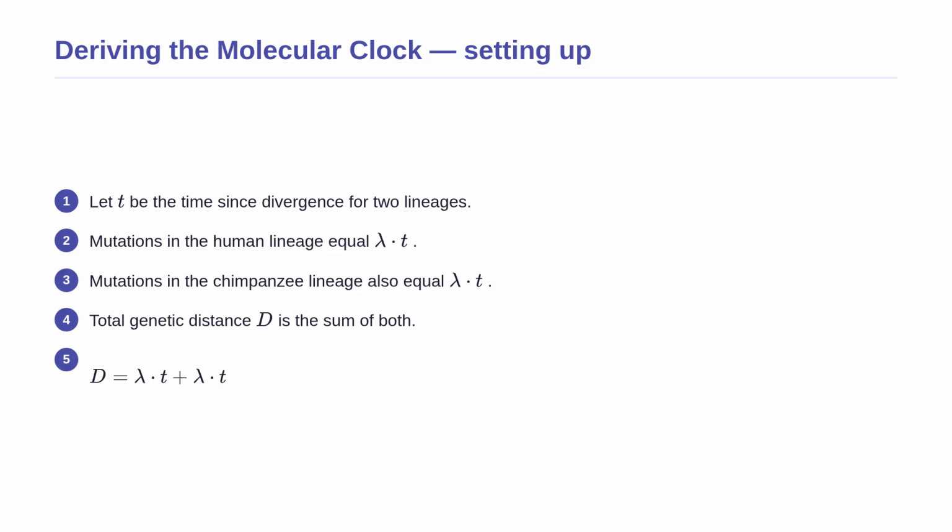Now that we have used this formula, let us understand where it comes from by deriving it. This first chunk of the proof sets up the relationship between time and genetic distance. Let t be the unknown time since the human and chimpanzee lineages split. Because mutations happen independently, the human lineage accumulates mutations equal to the rate lambda times time t. Simultaneously, the chimpanzee lineage also accumulates mutations equal to lambda times t. The total genetic distance, d, that we measure today must be the sum of the mutations from both separate branches. This intuitive setup is the foundation of our clock.